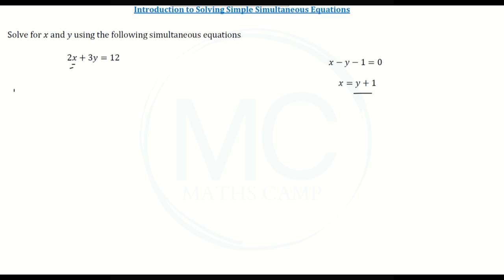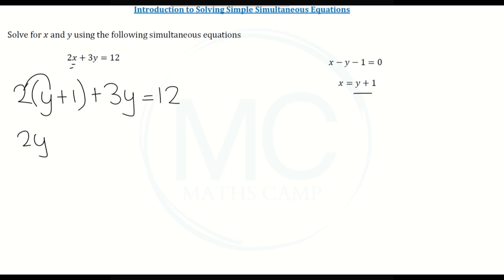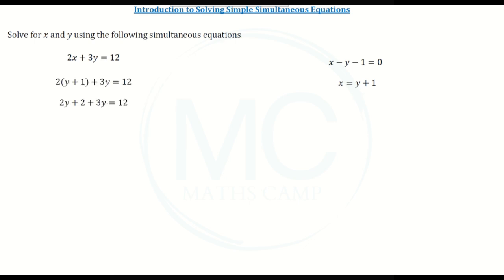And I'm going to say 2, open bracket, y plus 1, plus 3y is equal to 12. Let's expand the brackets. 2 multiplied by y is 2y. 2 multiplied by 1 is positive 2. Then we have plus 3y, and this is equal to 12. Now I can add my like terms. 2y plus 3y is 5y.